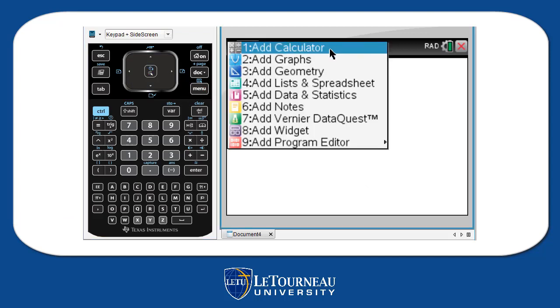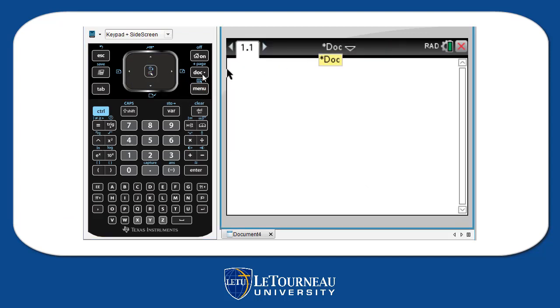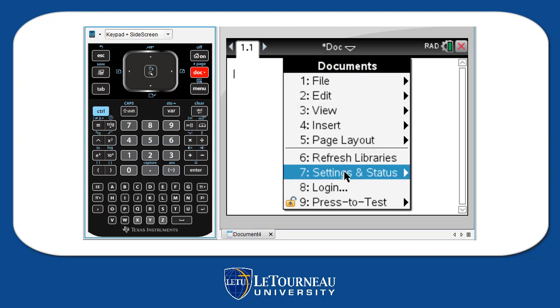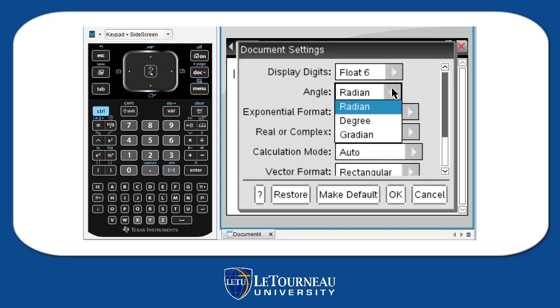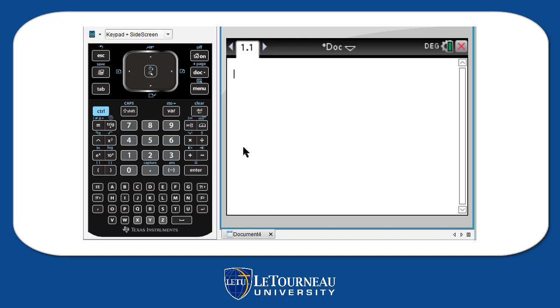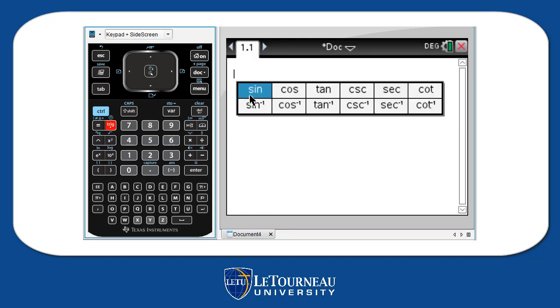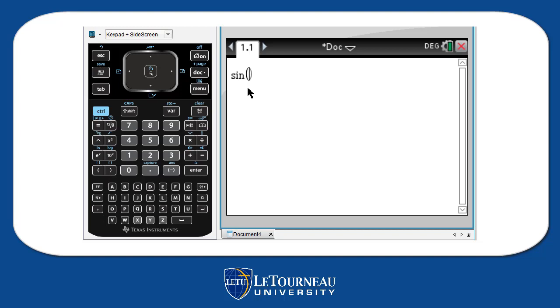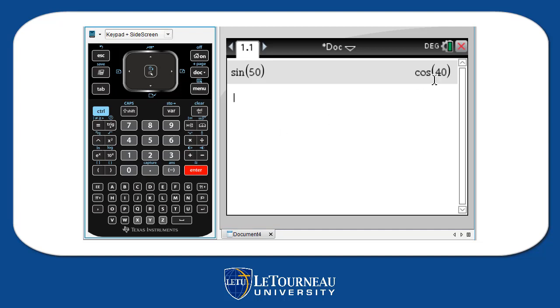All right, we've got it on. We're adding a calculator here. What do we need to do? We need to put it in degrees. So we go up here and we're going to put it in degrees. Okay, so we hit the trig button. We want the sine. And so let's do the sine of 50. Now, notice that relationship I pointed out to you about the relationship between the sine and cosine. They are complementary angles. Cosine, complementary.